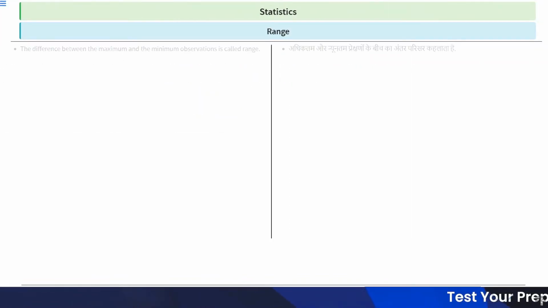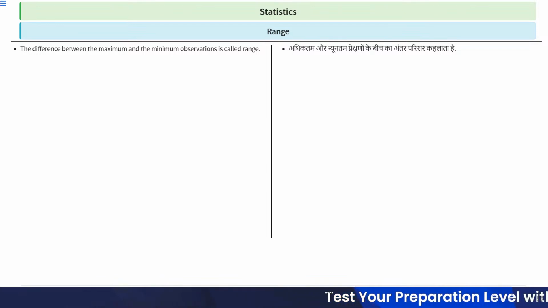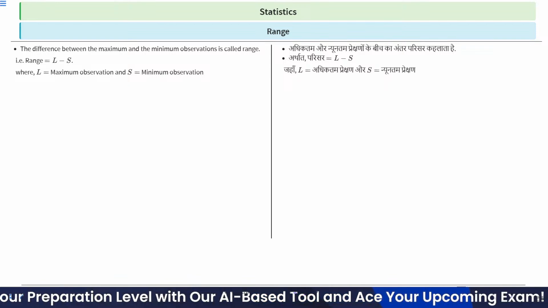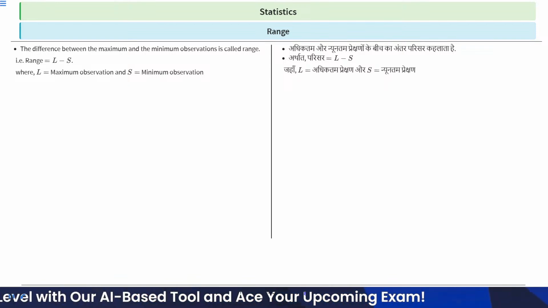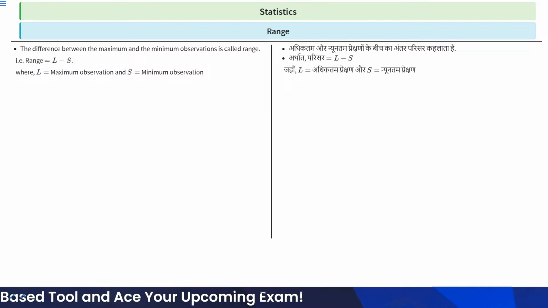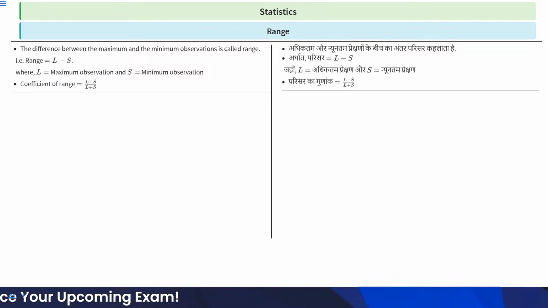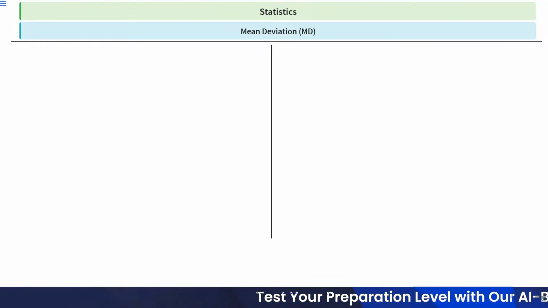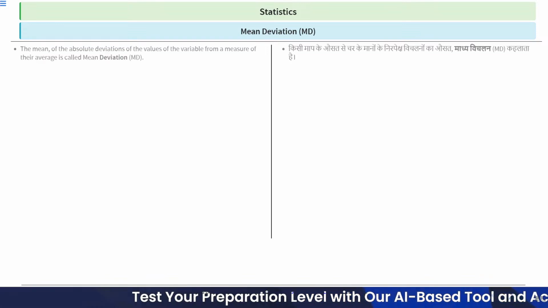Next, range. The difference between maximum and minimum observations is called range, where range is equal to L minus S, where L is the maximum observation and S is the minimum observation. Coefficient of range is equal to (L minus S) upon (L plus S).